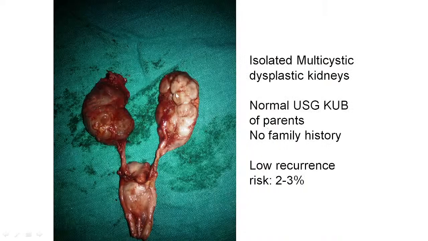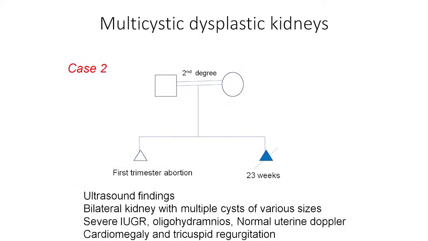Now, we can see here this is one kidney, another kidney, and we can see that there is fetal lobulation which is in the form of cyst. This is a collapsed cyst, you can identify, and it has a low recurrence risk of 2 to 3%. Another is a multicystic dysplastic kidney, it is a second degree consanguinity.